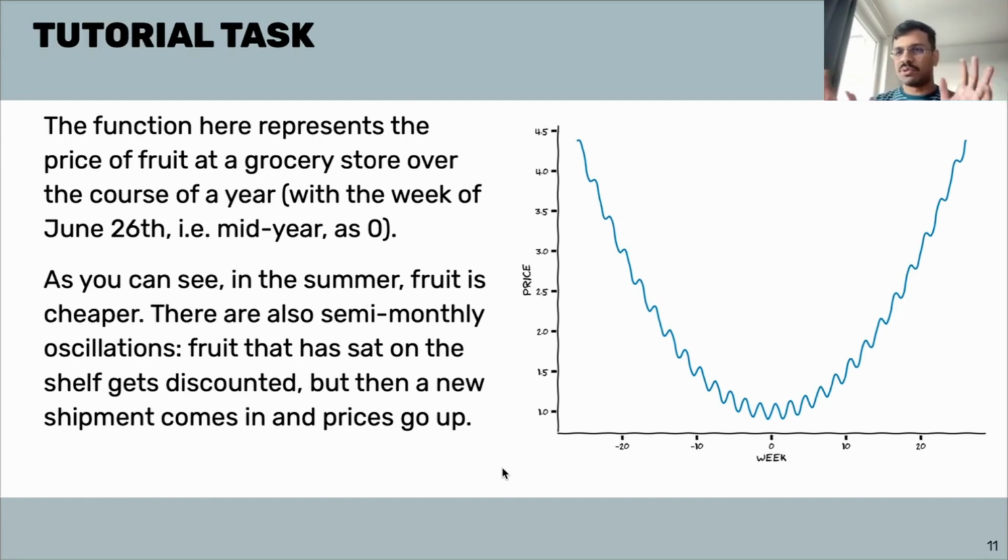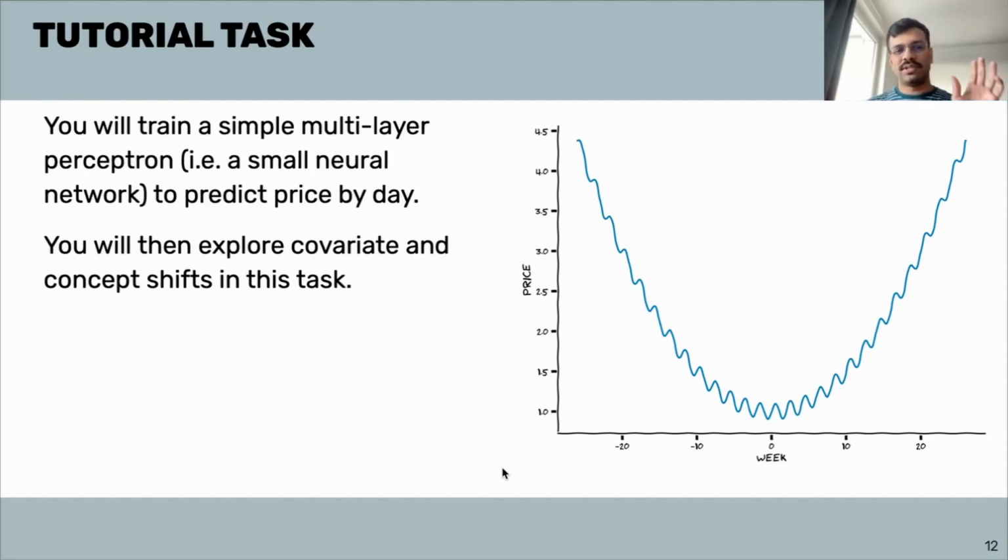This might be due to, let's say, the fruit is on the shelf, needs to get discounted, so the price drops, and then a new shipment comes, price goes up, right? Just a simulated problem, but this can already help us demonstrate all these different types of distribution shifts. So what we'll do is we will train a simple multi-layer perceptron, which is a small neural network, to predict the price by day. So given a day in the year, you have to tell us the price, right? And then we will explore covariate and concept shifts in this task. So that's your task for today.